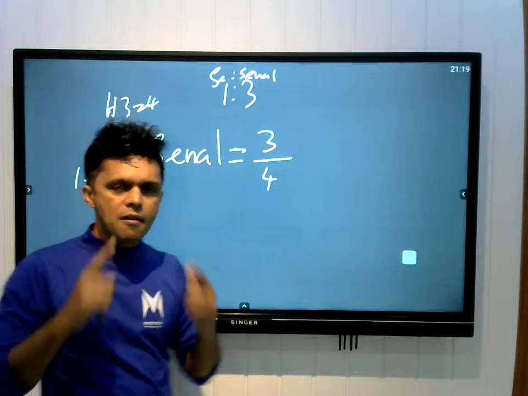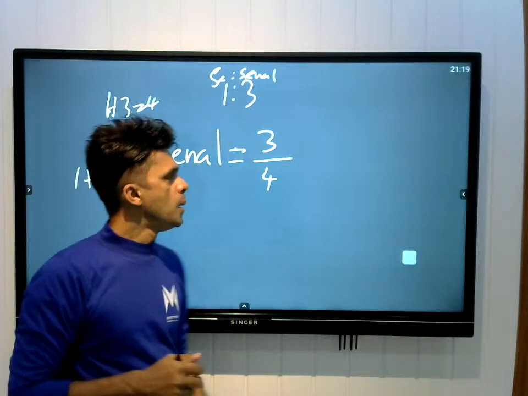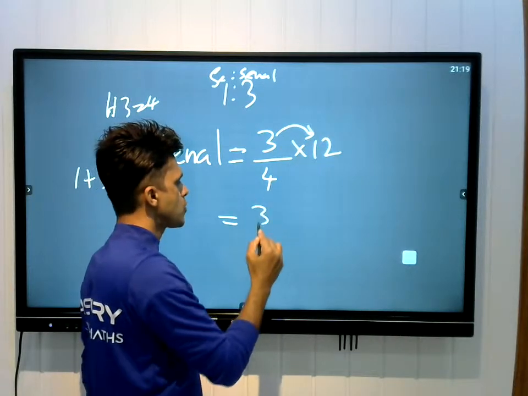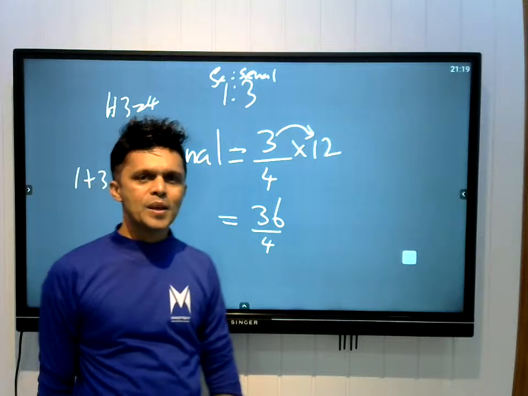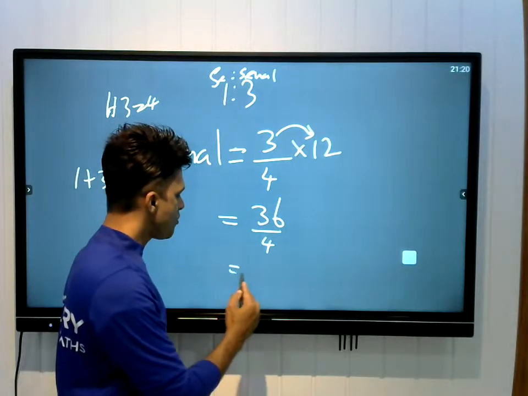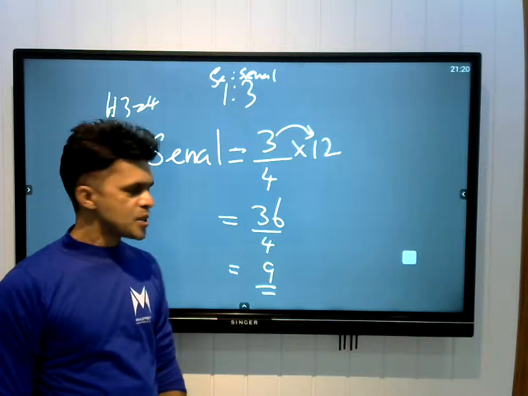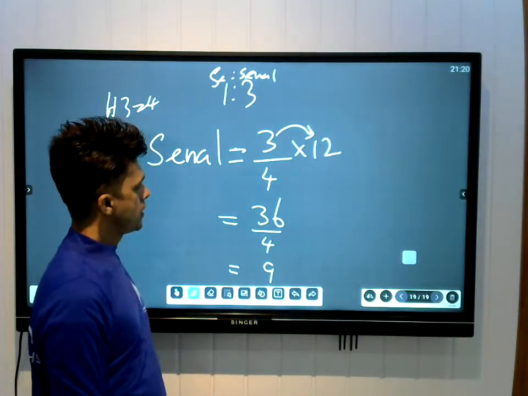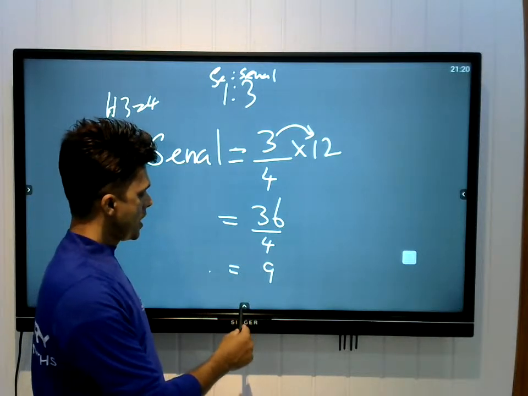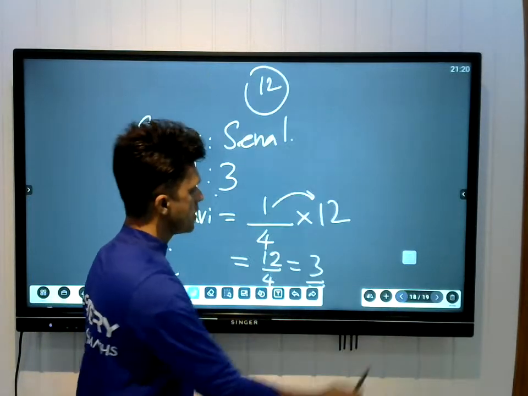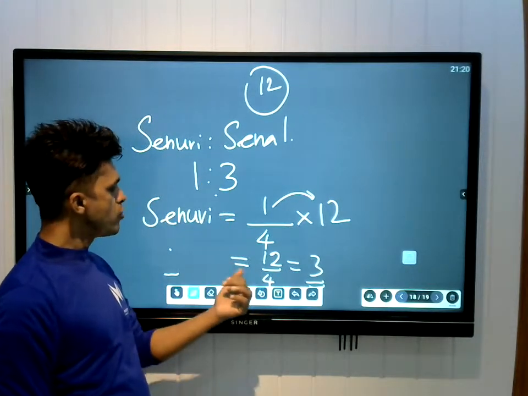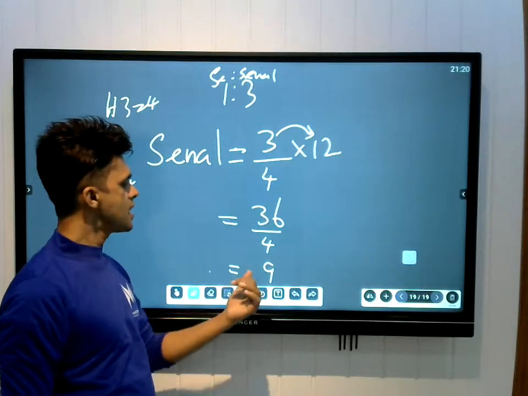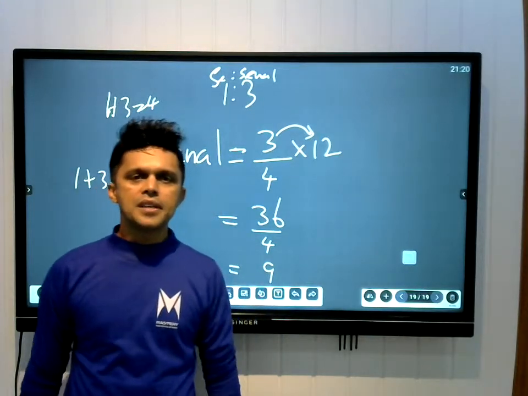The divided amount of mangoes is 12. So 3 times 12 is 36. 36 over 4 is 9. This is the answer. The amount of mangoes taken by Senuri was 3. The amount of mangoes taken by Sena is 9 mangoes.